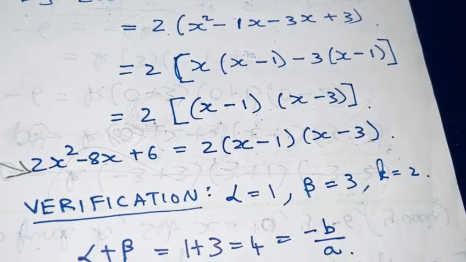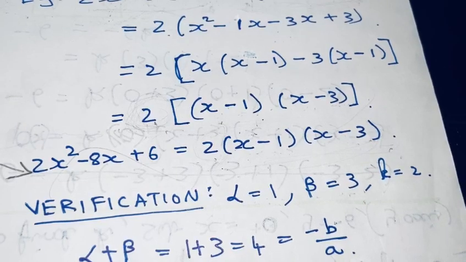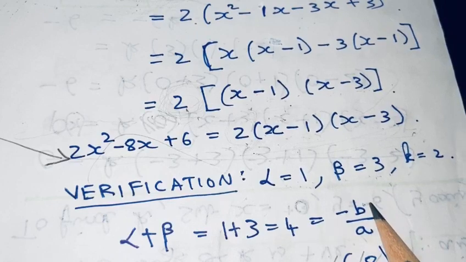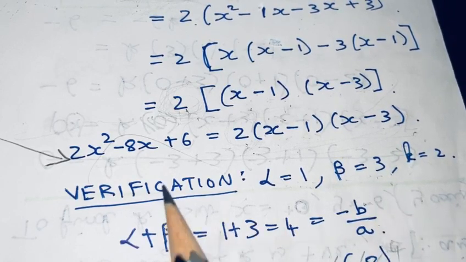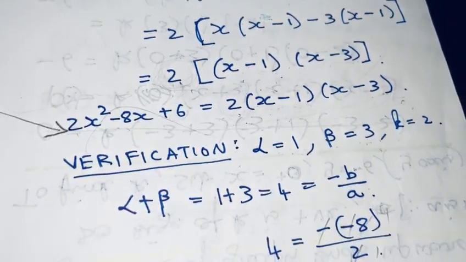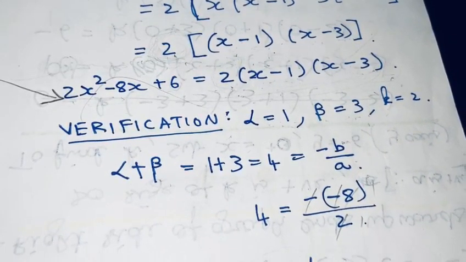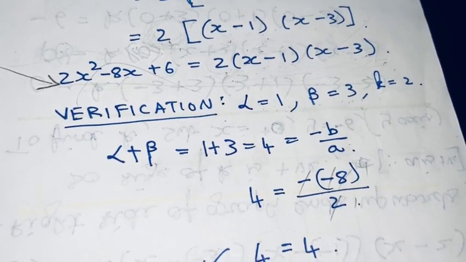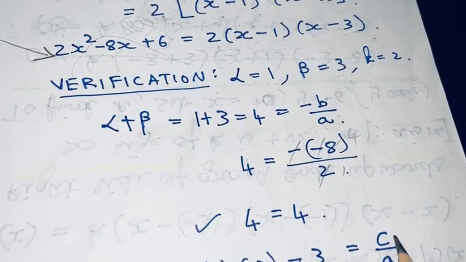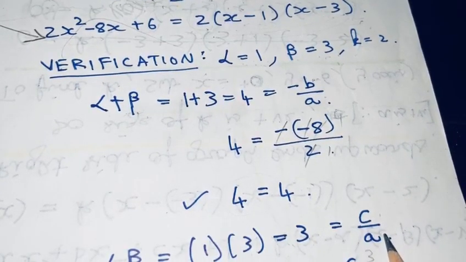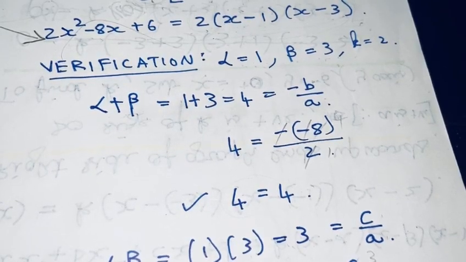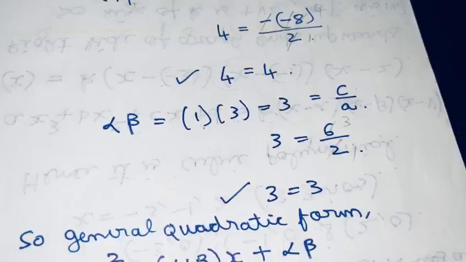We are going to verify the sum of the zeros is equivalent to minus b by a. So we have to take the coefficients from the given quadratic polynomial, that is minus 8 and 2, and solving we get both the sides to be equivalent, right side and left side. Similarly, for the product of the zeros, we are going to enter the values of alpha and beta, and we are also going to check with c by a. That value is 6 divided by 2. We get both the sides to be equal, as 3 is equal to 3.